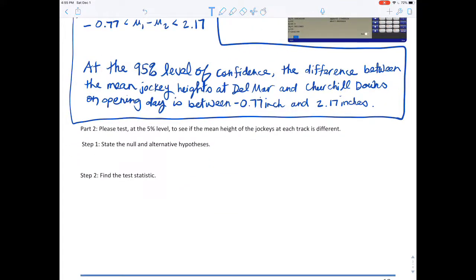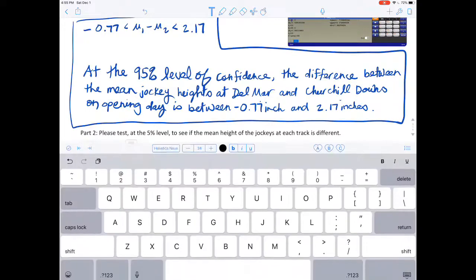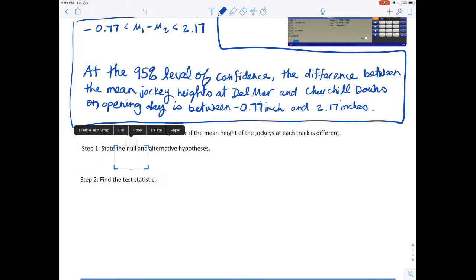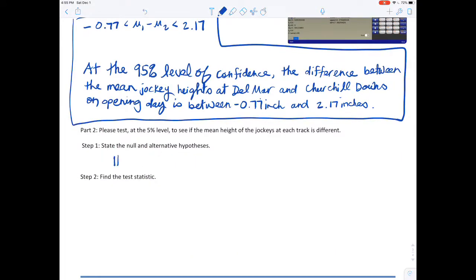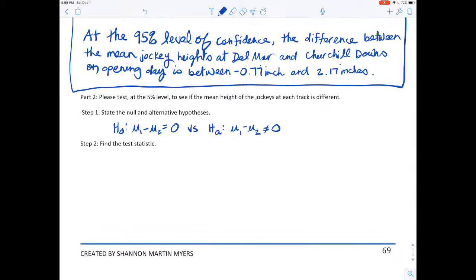So, null and alternative hypotheses. The null is that mu1 minus mu2 is 0, versus the alternative where mu1 minus mu2 is not equal to 0.